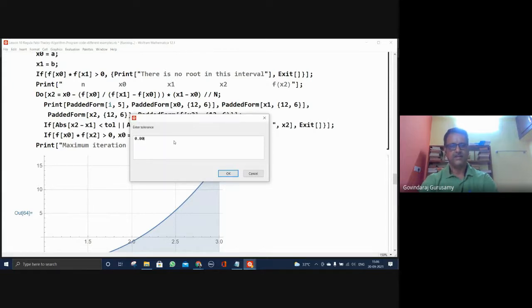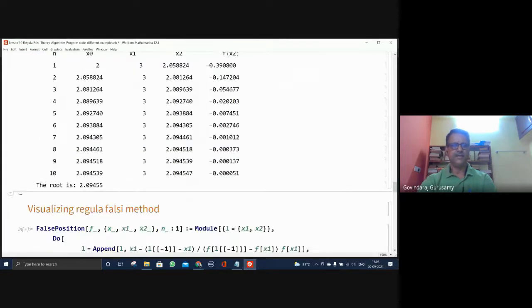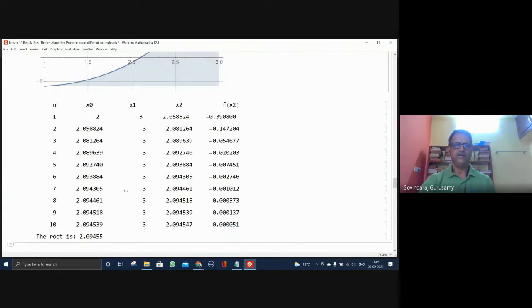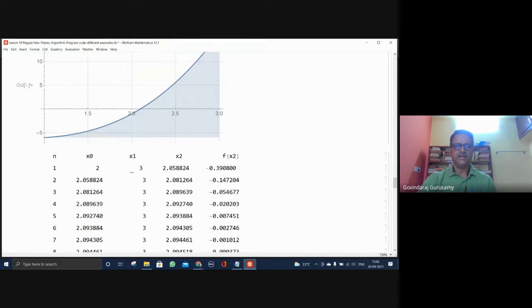Tolerance is 0.001. Okay, the number of iterations, something like that. We can make it more, but we want to identify within 10 iterations. These are the results. It's already found. Root is 2.0944 for the tolerance that I have given.